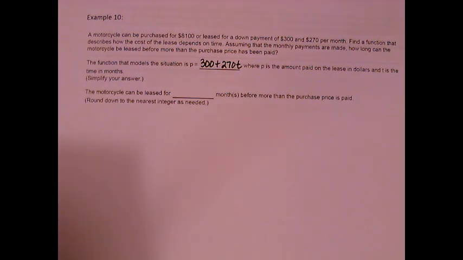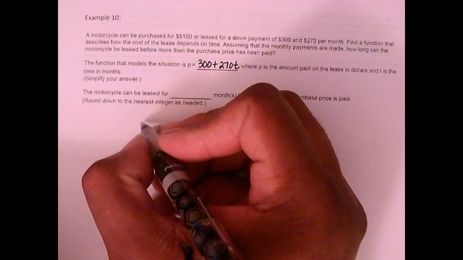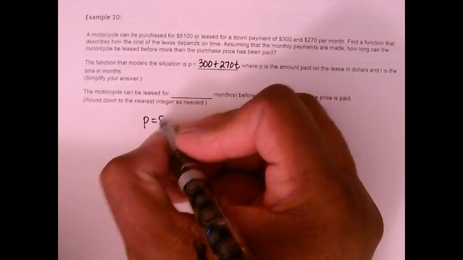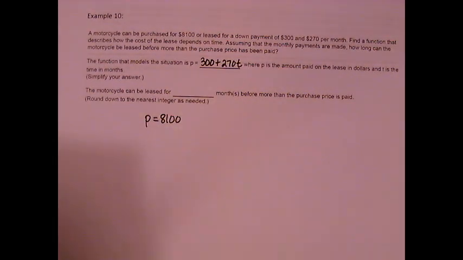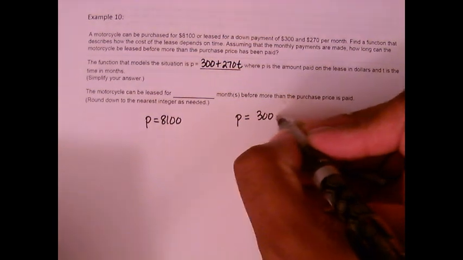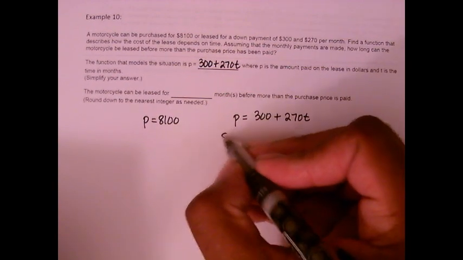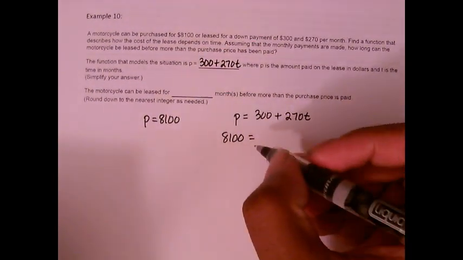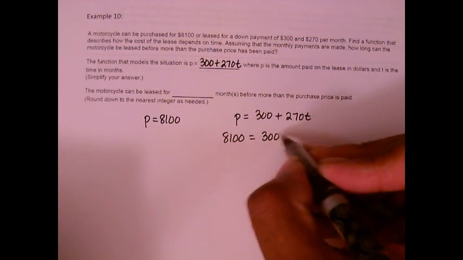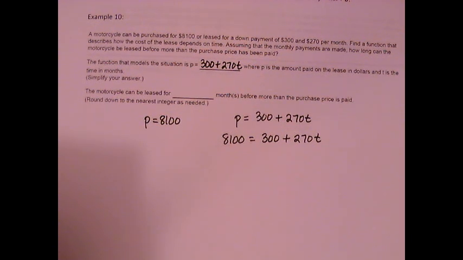Now we want to find out how long the motorcycle can be leased before more than the purchase price has been paid. The purchase price is $8,100, so that's going to be your P. P is equal to 8,100. And the formula P is equal to 300 plus 270T. That P is 8,100, so we'll substitute it: 8,100 is equal to 300 plus 270T. So now we want to solve for T.